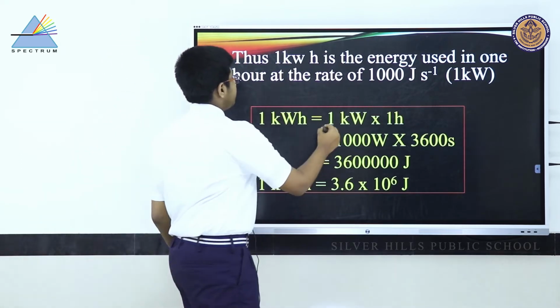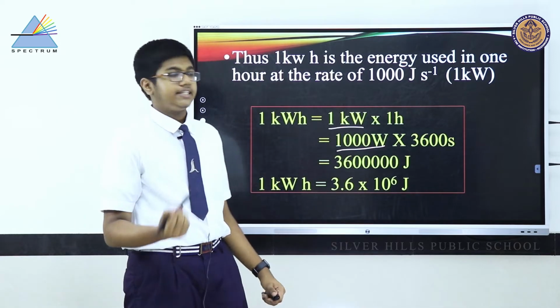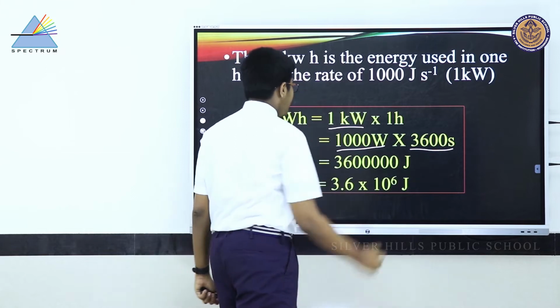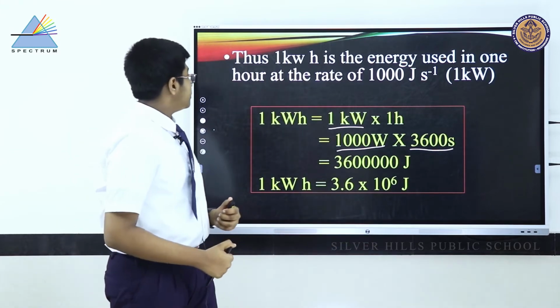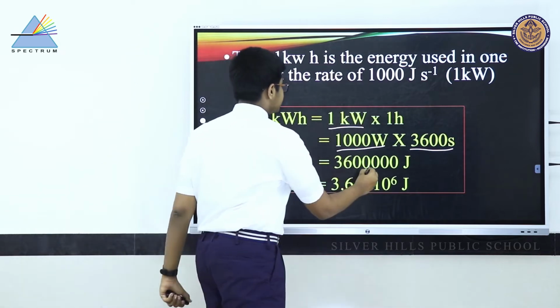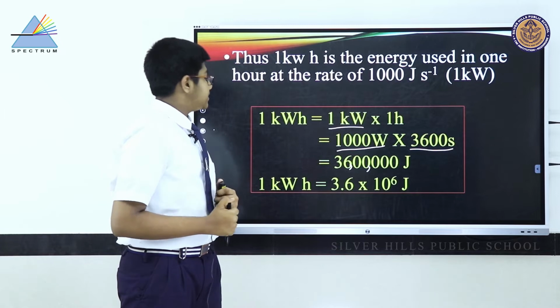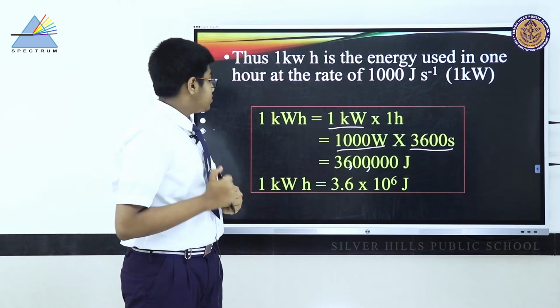Here 1 kilowatt, which we studied earlier, is 1000 watts, and 1 hour when converted to seconds is 3600 seconds. So when we multiply 1000 watt with 3600 seconds, we get the answer as 36 lakh joules. In standard form, it can be written as 3.6 into 10 raised to 6 joules.